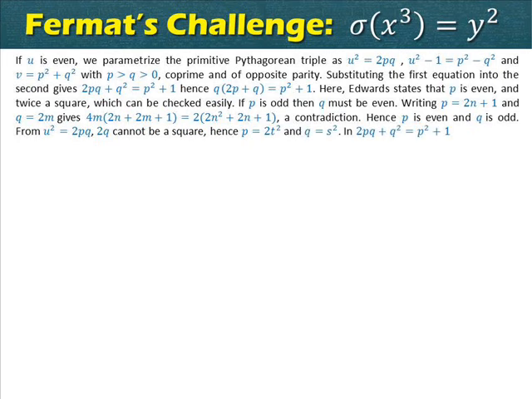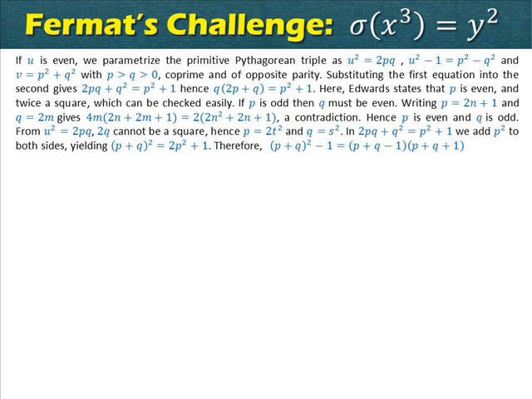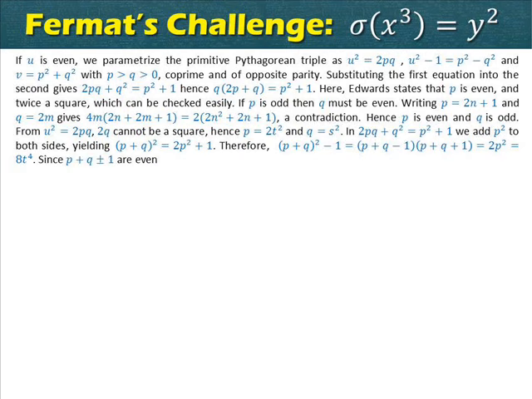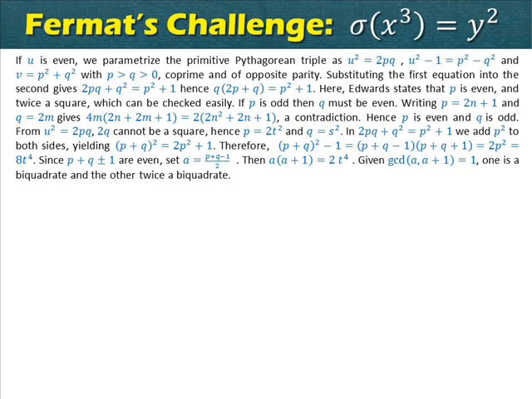In 2pq plus q squared equals p squared plus 1, we add p squared to both sides, yielding the square of p plus q equals 2p squared plus 1. Therefore, the square of p plus q minus 1 can be factored as p plus q minus 1 times p plus q plus 1, which equals 2p squared. Hence, it is equal to a times t raised to the fourth. Since p plus q plus minus 1 are even, set a equal p plus q minus 1 over 2. Then a times a plus 1 equals 2 times t raised to the fourth. Given that a and a plus 1 are coprime, one is a biquadrate and the other twice a biquadrate.